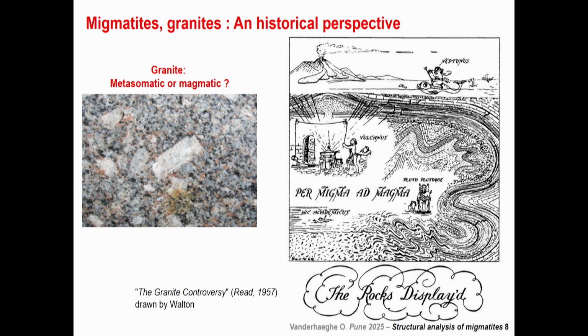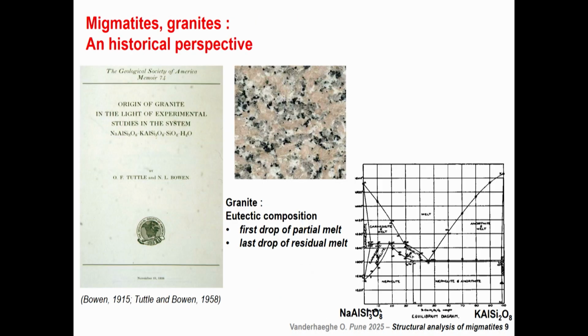But then there was also this debate. Okay, is it all crystallized from a magma, or is it also metasomatic with the action of fluids that would help crystal growth? And this debate went on for the last century. And also then the relationship between granite and migmatites, per migma and ad magma. And here is a drawing by a geologist, Reed, that proposed some artistic view of how magma would be produced in migmatites and then feed volcanoes.